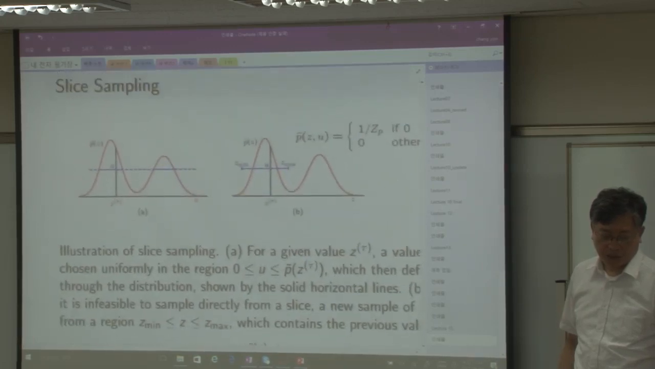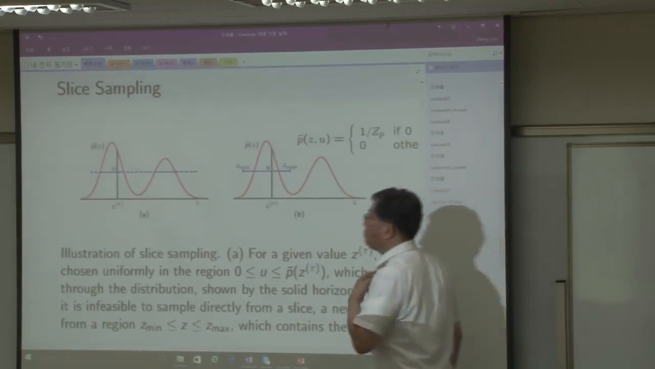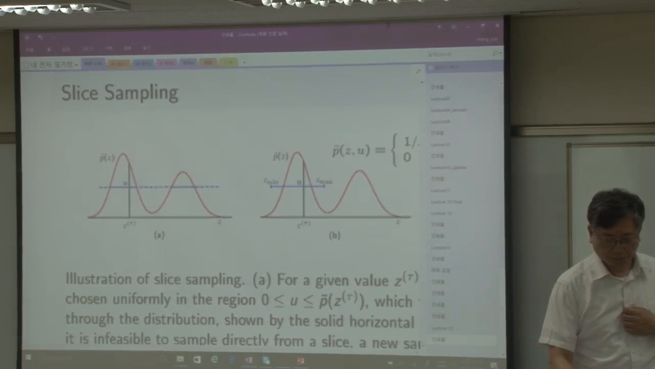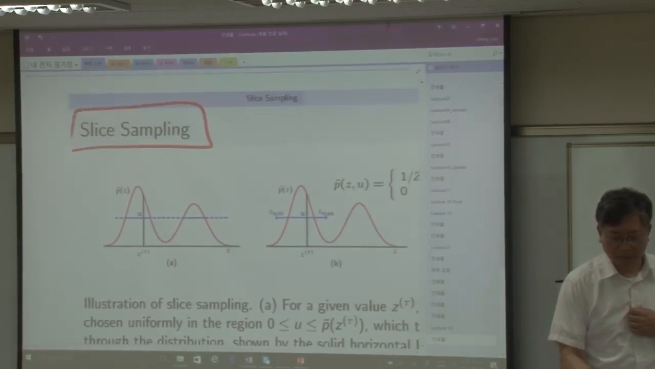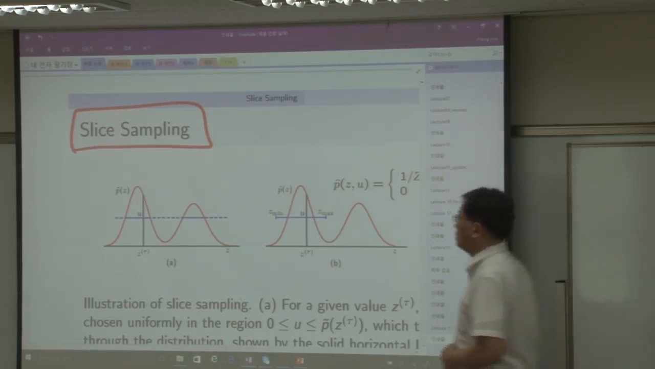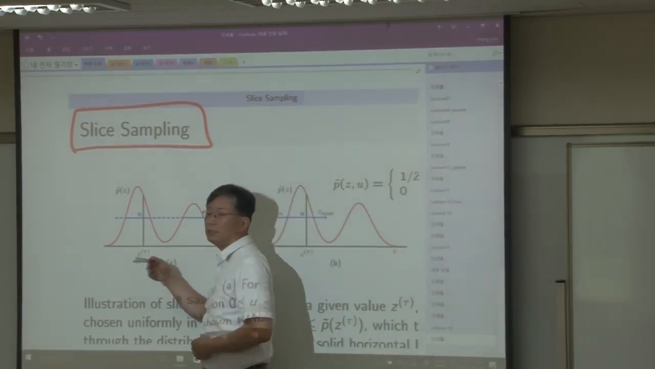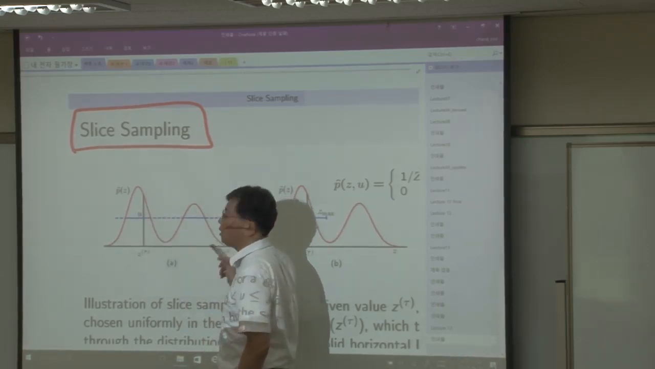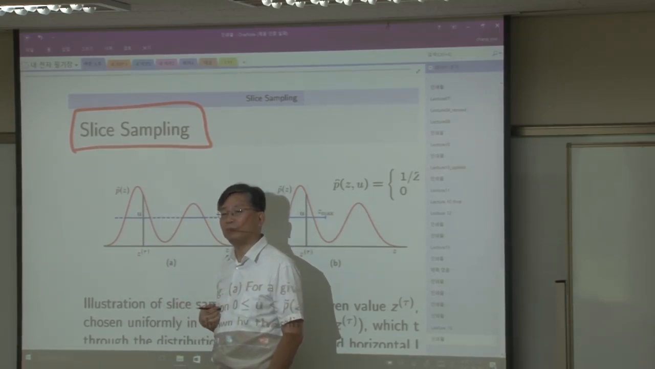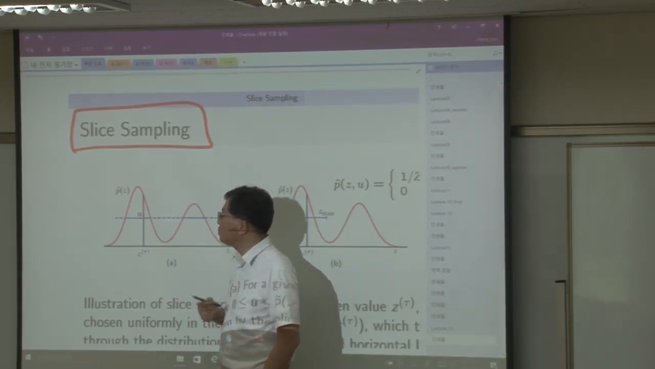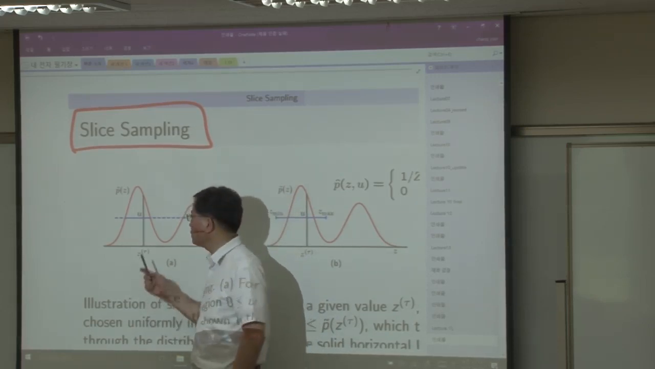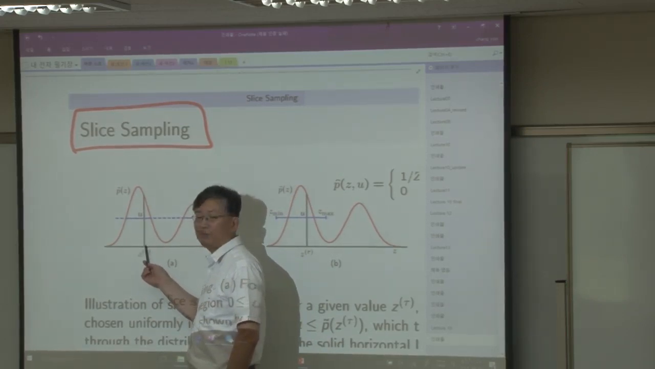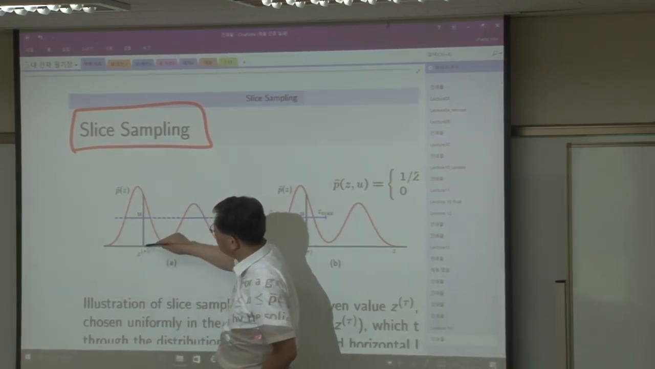Okay, the third sampling method that I'm introducing today is called slice sampling. Okay? So here, this is the book example. Here is a distribution which I would like to get samples from. Okay? So let's say I start with some value, a random variable.